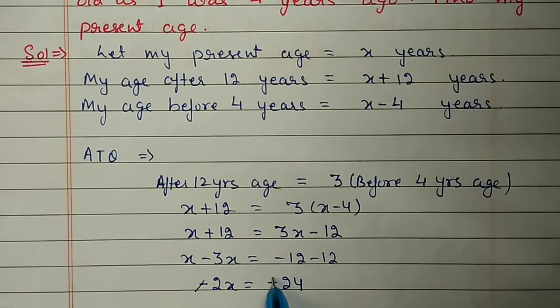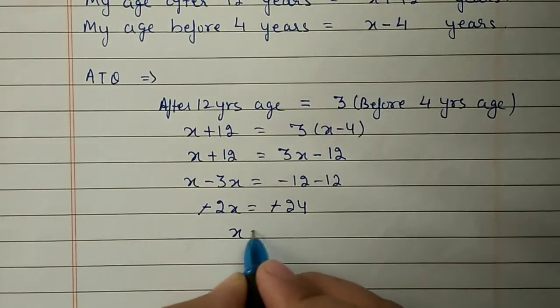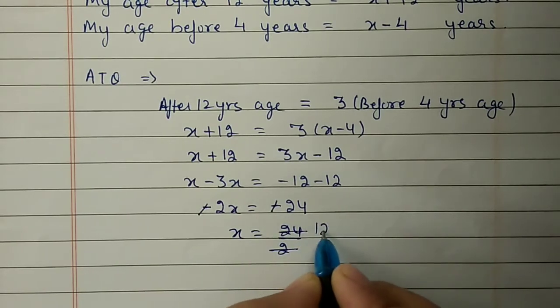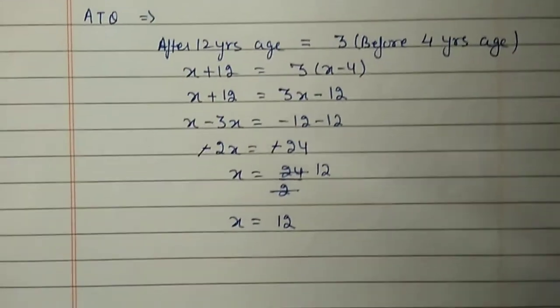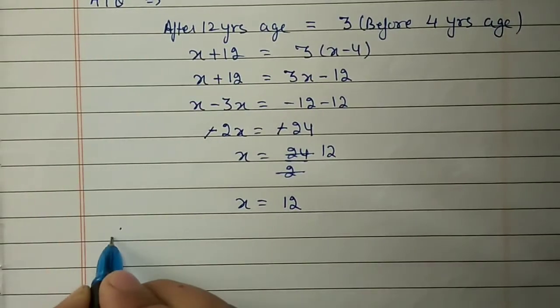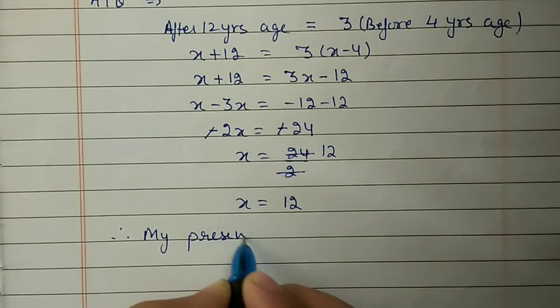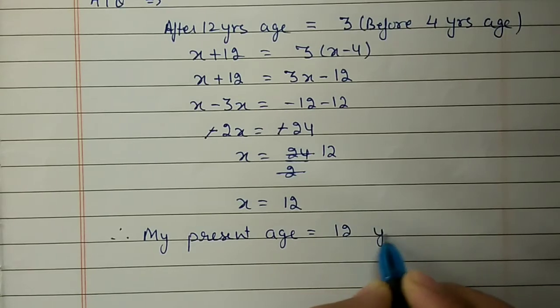So on both sides minus is there, we can cancel out minus. 2 we can shift to the other side, 2 will go for division and cancel out, 12 times. So the value of x is 12. It means my present age is 12 years.